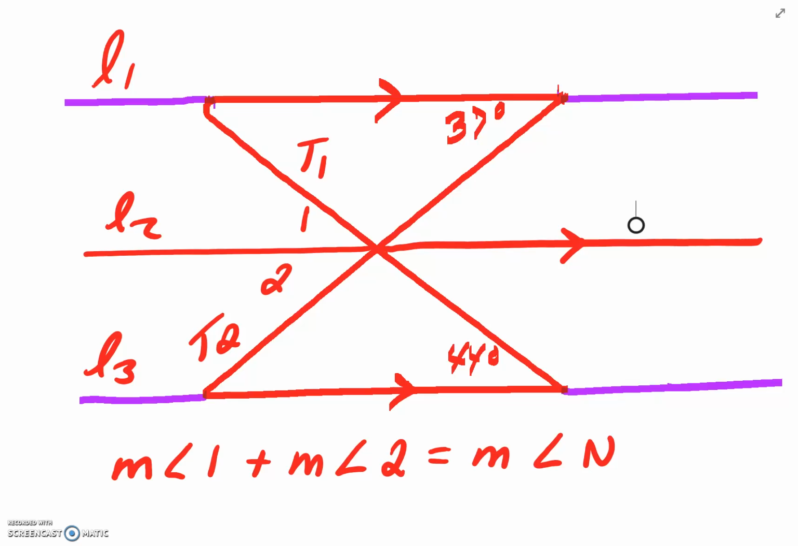And so here I've extended the lines with the blue, labeled my parallel lines, and then I put in angle 1 and angle 2 for the two parts of n. And then, of course, the measure of angle 1 plus the measure of angle 2 is equal to the measure of angle n.